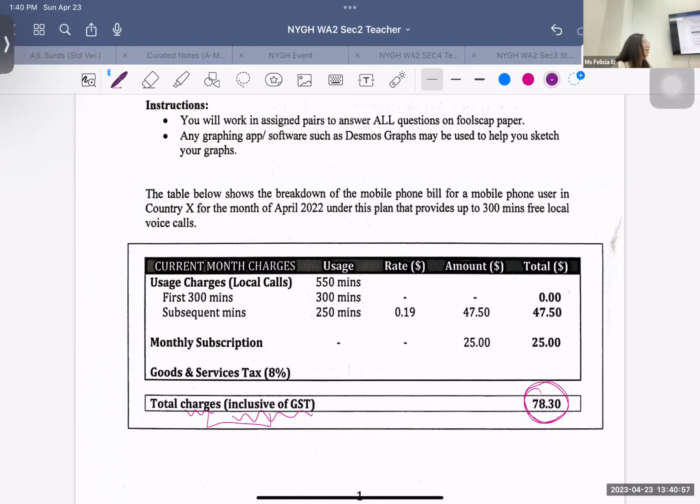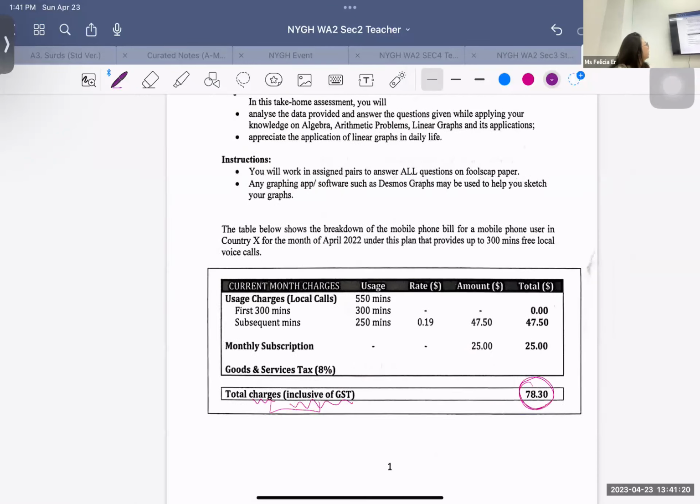This question is nice enough to tell you that the GST is 8%, but by default, it's now 8%. So if they didn't include the percentage, but they said there is GST, you should also automatically include that 8%. Okay? Hold on, sorry, I think someone is in the waiting room. But anyways, this is not the end of the question.